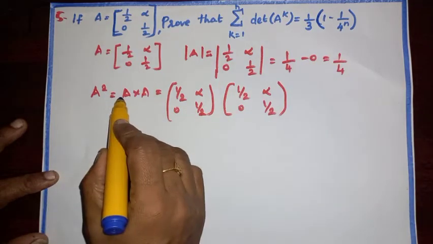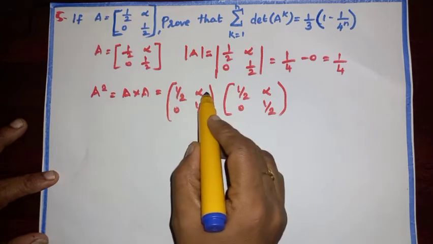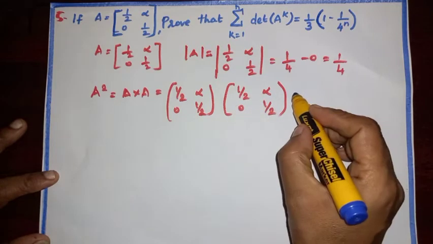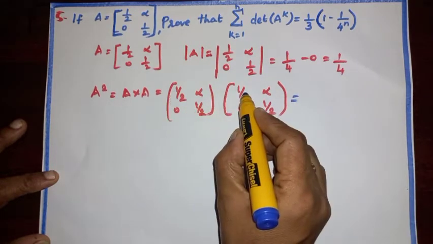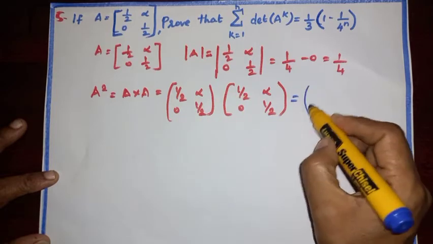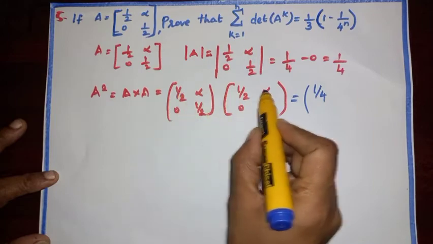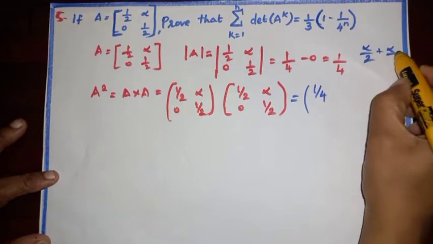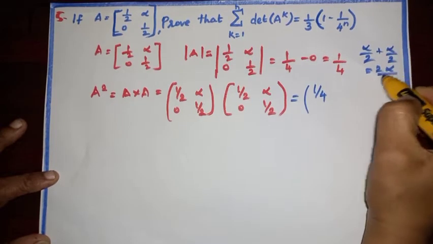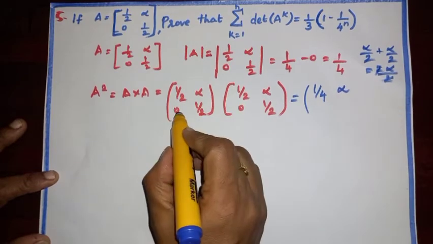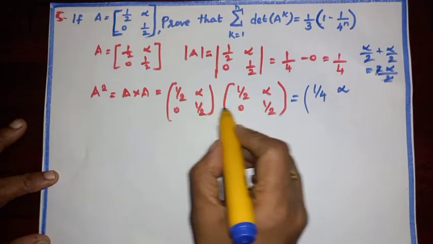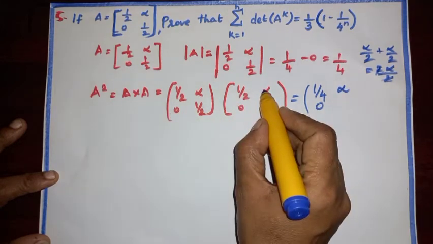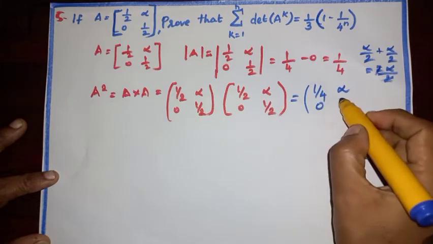Now A square. A square is A into A. A is [1/2, alpha; 0, 1/2] into [1/2, alpha; 0, 1/2]. Now multiply. 1 by 2 into 1 by 2 plus alpha into 0 is 1 by 4. 1 by 2 into alpha is alpha by 2. Alpha into 1 by 2 is alpha by 2. So 2 alpha by 2, 2 and 2 will be cancelled, alpha. 0 into 1 by 2 is 0. 1 by 2 into 0 is 0. 0 plus 0, 0. 0 into alpha is 0 plus 1 by 2 into 1 by 2 is 1 by 4.